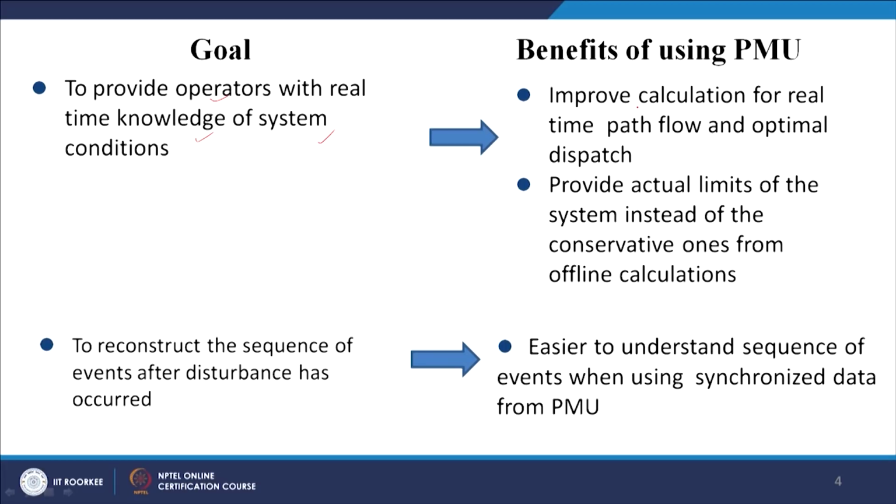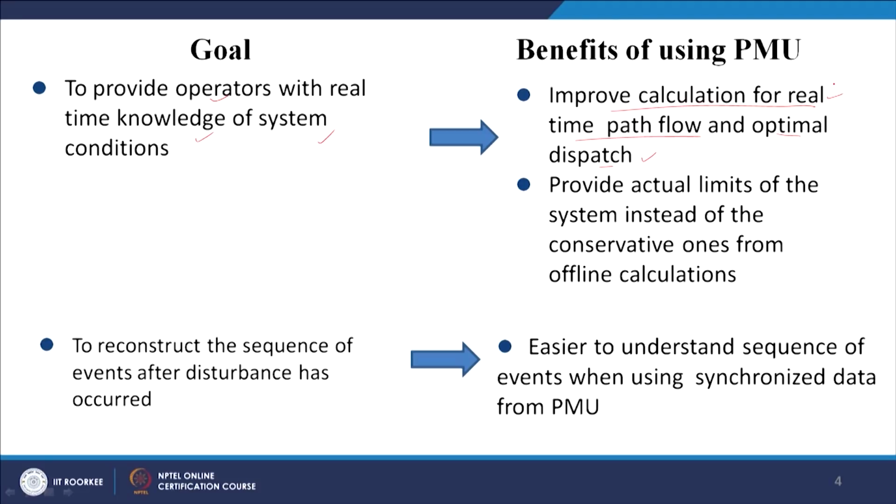The first one is improved calculation for real time path flow and optimal dispatch. If I know the status of my power or requirement, then according to my rules, regulations and real time data status, we can always go for optimal power flow or optimal power flow scheduling. That is known as power scheduling, how I can schedule my power so that I can get optimal dispatch of the power from the stations.